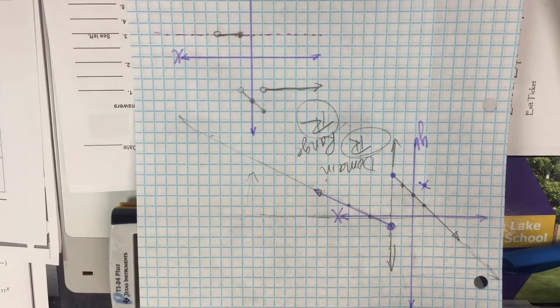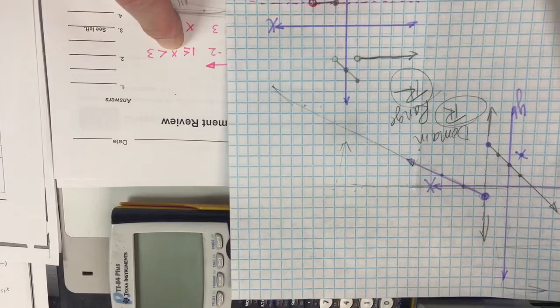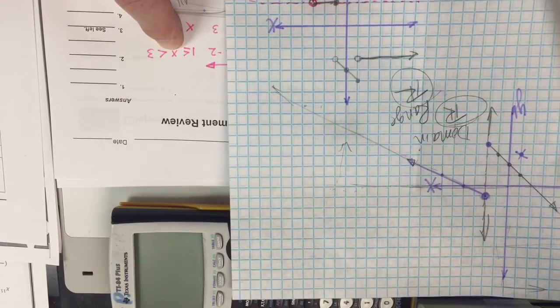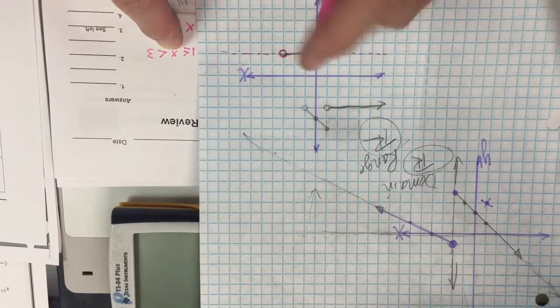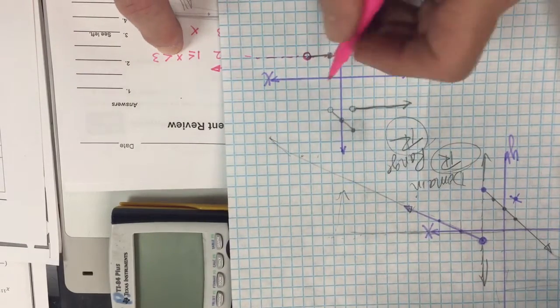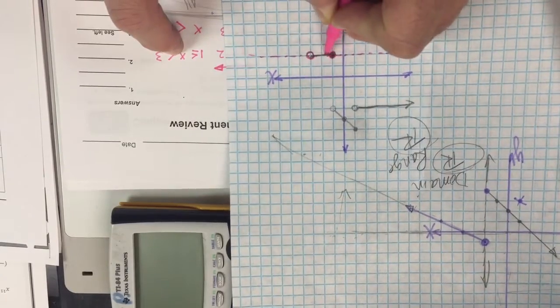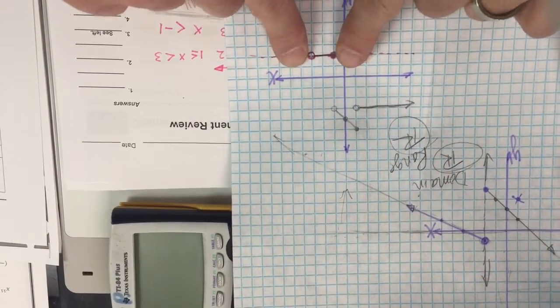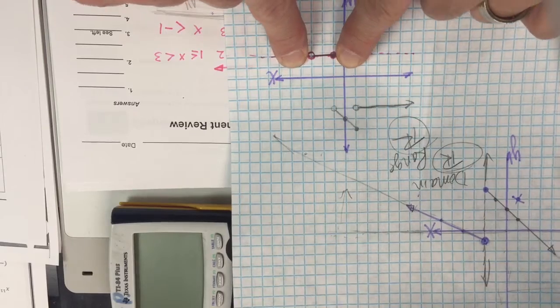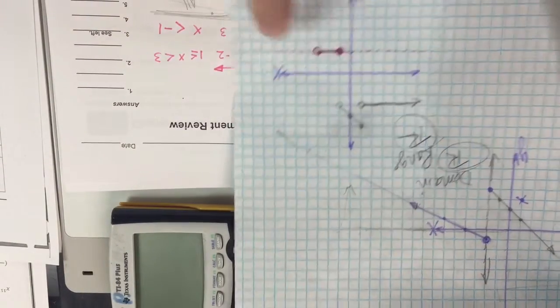But since it had some requirements wrapped around it, x had to be less than 3. So here I am at 3, and it's an open circle. And x had to be greater than or equal to 1. So here's 1, and it's solid. So this is a horizontal line, but only this little piece of it. Kind of weird, but that's this little piece of this function.